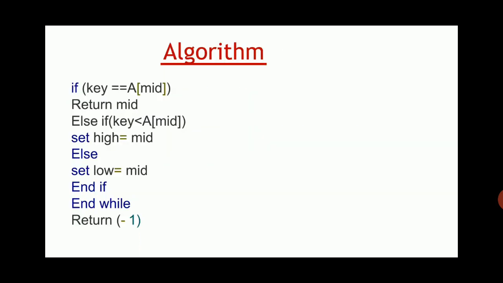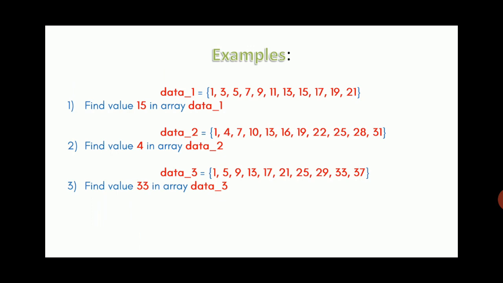We take the first example, where the array is 1, 3, 5, 9 and so on up to 21. Data 1 is the array name, and this is a sorted array. Data 2 and data 3 are also sorted. In the first array we find the value 15, in the second we find 4, and in the third we find 33. That means we consider three types of examples. For 15, which is a greater value, it will go right, then left, and then again right.